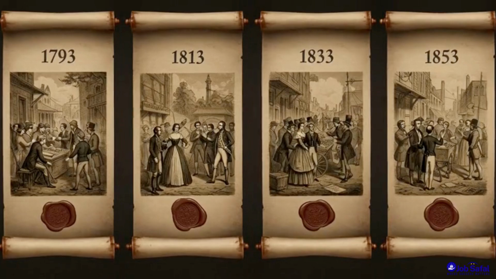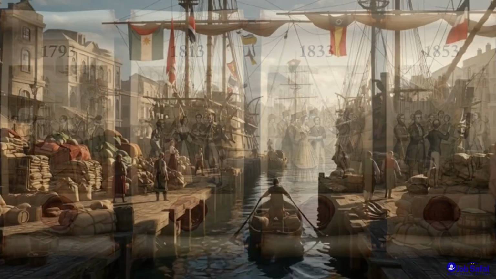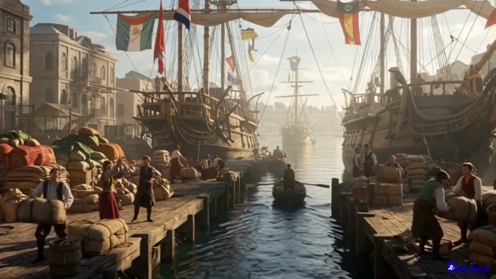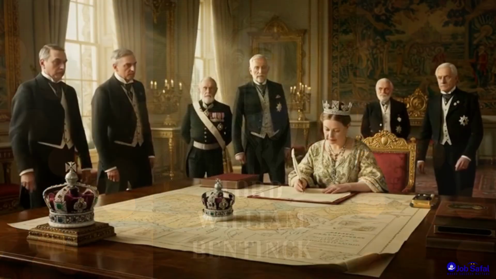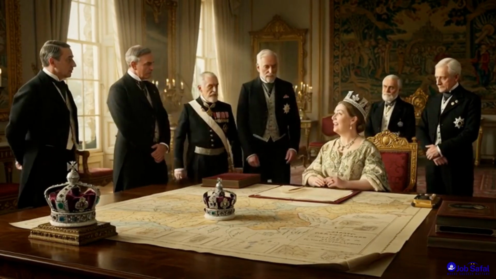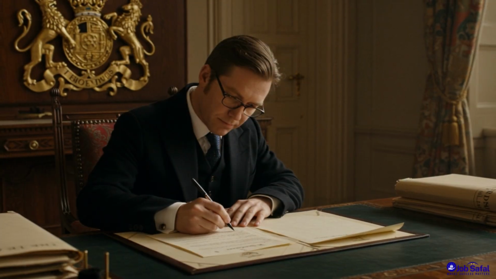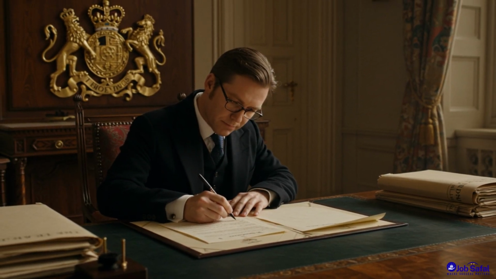Between 1793 and 1853, several charter acts were passed. These acts renewed the company's charter and slowly reduced its monopoly over trade. The Charter Act of 1833 was a turning point. It made the Governor-General of Bengal the Governor-General of India and attempted to create a uniform administrative system across India. Lord William Bentinck was the first to hold this title.